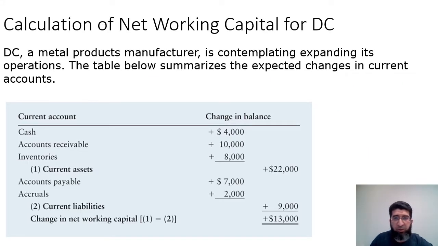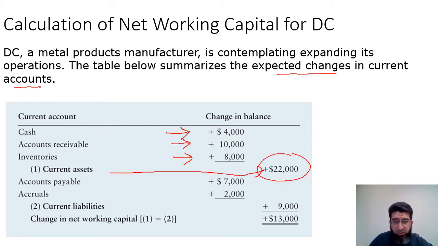DC, a metal product manufacturer, is contemplating expanding its operation. The table below summarizes the expected changes in current accounts. Here the cash is increasing by 4,000. Receivables and inventories are also increased by 10,000 and 8,000 respectively. The total current assets is increasing by $22,000. Then we have accounts payable, which is also increasing. Receivables are what we will receive, and payables are what we are going to pay to the creditors. Accruals also increased by 2,000, and total current liabilities increased by 9,000.